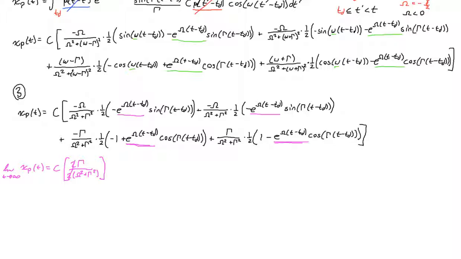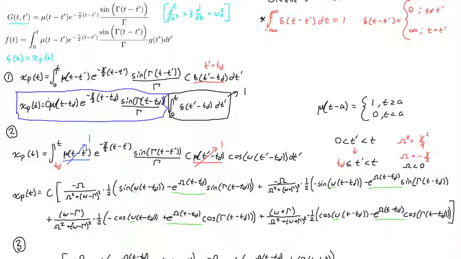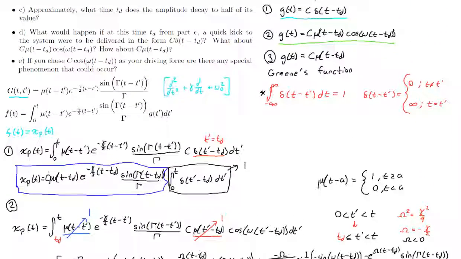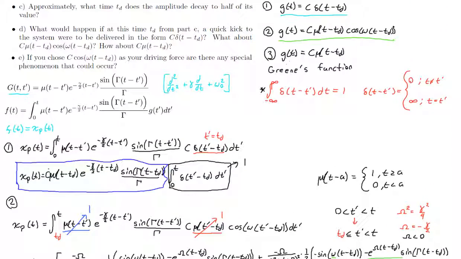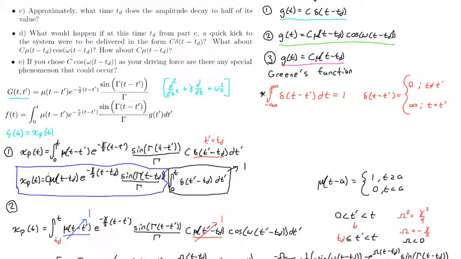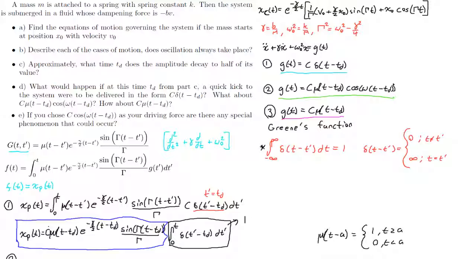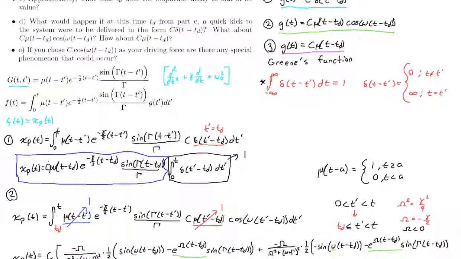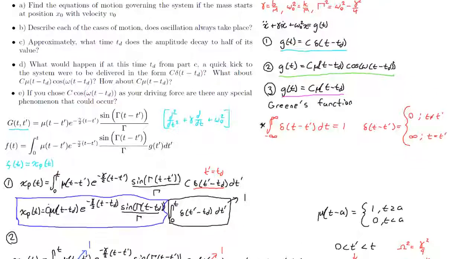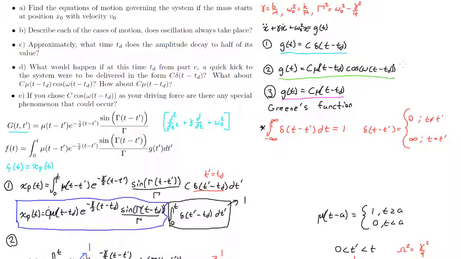So we looked at three interesting cases of forcing functions for the mass spring system. And that's basically going to do it for this video. So in the next video, we're going to look at part E, right? And something special happens if you choose this second case right here.